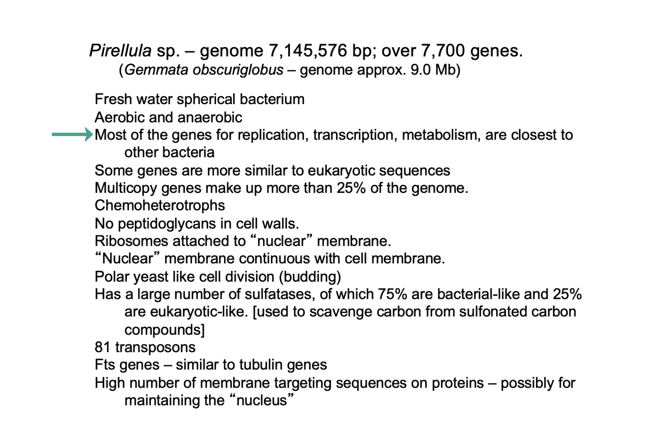Most genes are there for replication, transcription, metabolism, and those are closest to other bacteria. However, some genes are more similar to eukaryotic sequences, which is interesting because one of the theories is that this was the group that led to the formation of the nucleus, or the acquisition of a nucleus and internal membranes in eukaryotes. Multi-copy genes make up more than 25% of the genome, which is also more eukaryotic-like than bacterial-like.